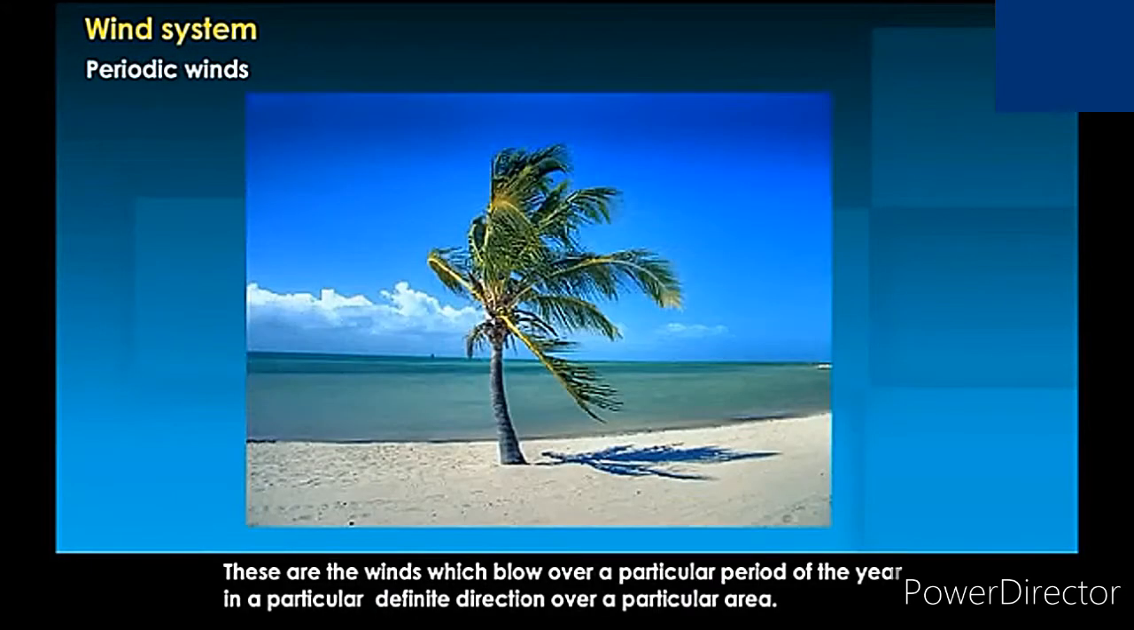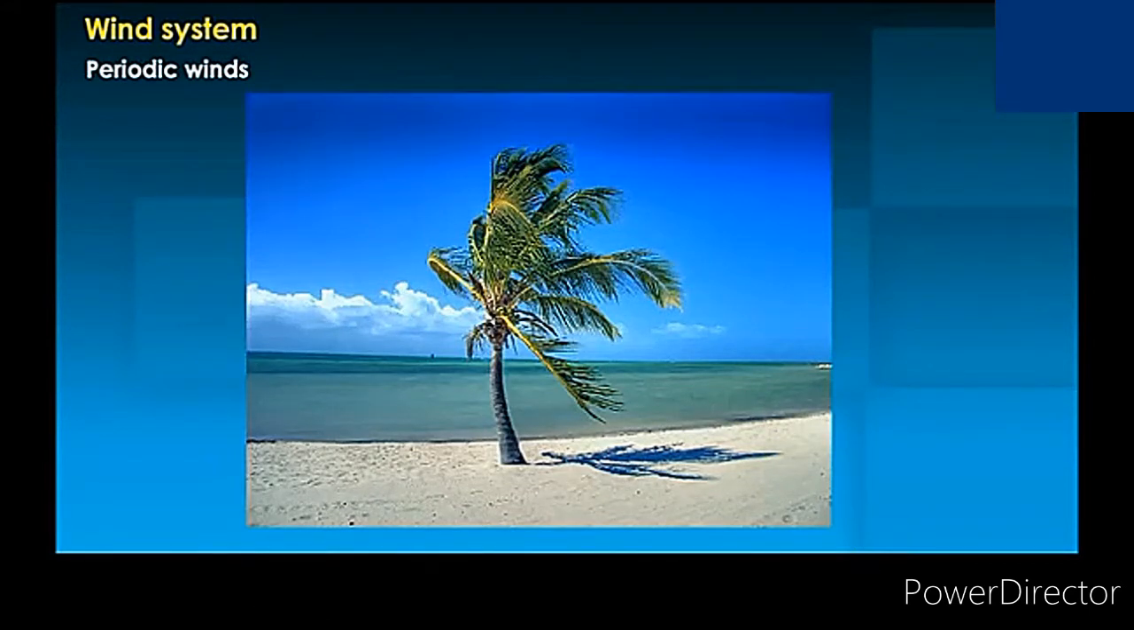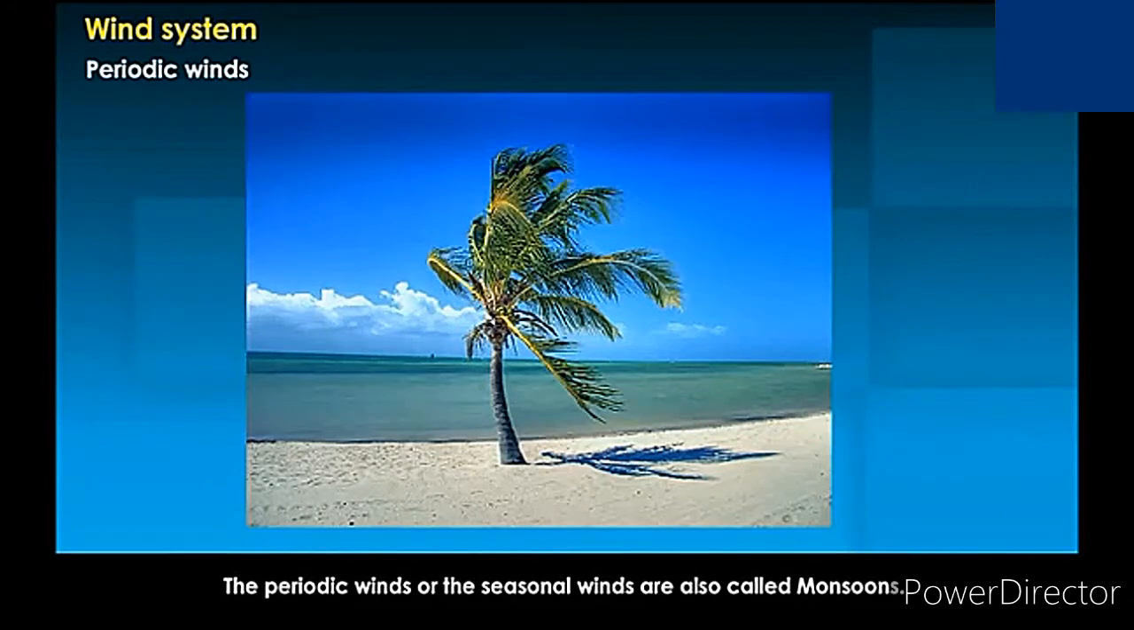Okay, next type is periodic wind or seasonal wind. These are the winds which blow over a particular period of the year in a particular definite direction over a particular area. These winds develop due to unequal heating and cooling of the surface of the earth. The periodic winds or the seasonal winds are also called monsoon.